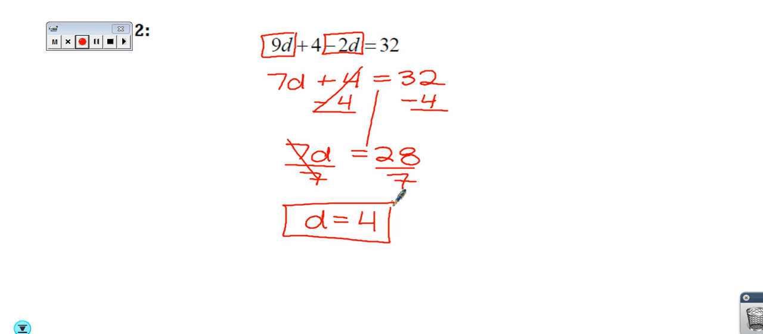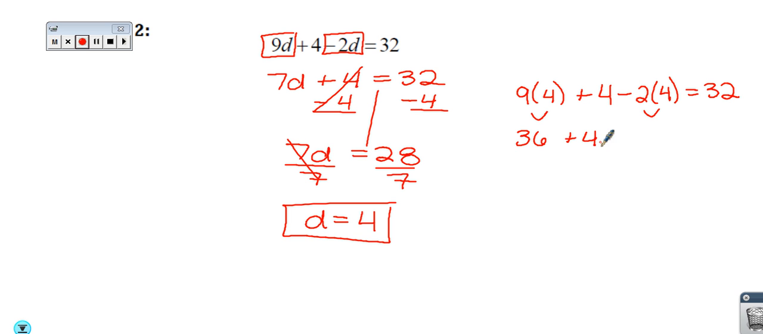Again, it's pretty easy to check, so I'm going to go back to my original equation, and every time I see the letter d, I am going to plug in 4. Again, we're no longer solving, we are simplifying, so first comes multiplication. And then we are going to add and subtract. So 36 plus 4 gives me 40, minus 8 gives me 32. So again, this does check out.